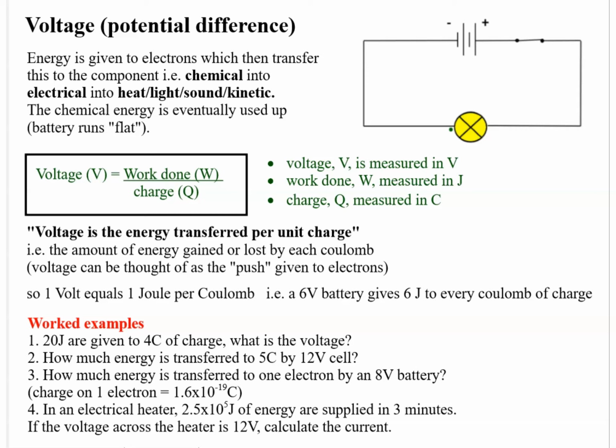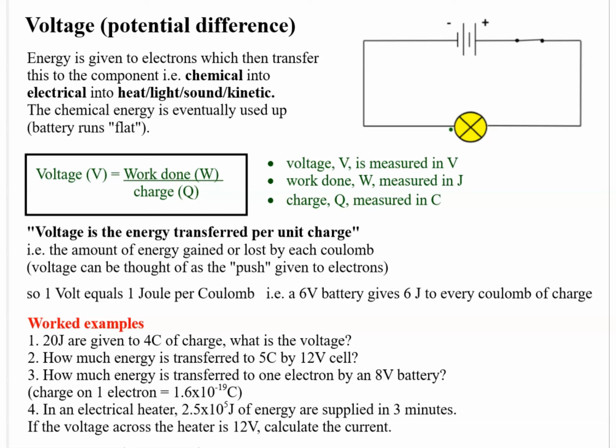So let's look at this in a mathematical way. We've already talked about the transfer of energy. We've got this formula, which you should have seen before at GCSE: V is equal to W over Q. Sometimes V is equal to E over Q. V, hopefully straightforward, is the voltage measured in volts.